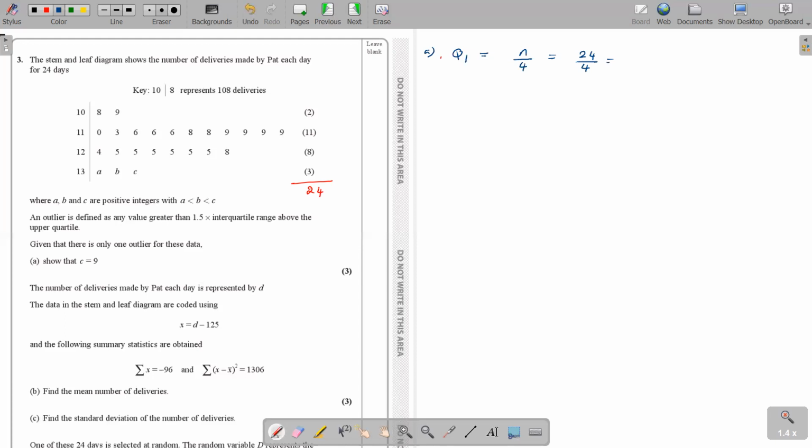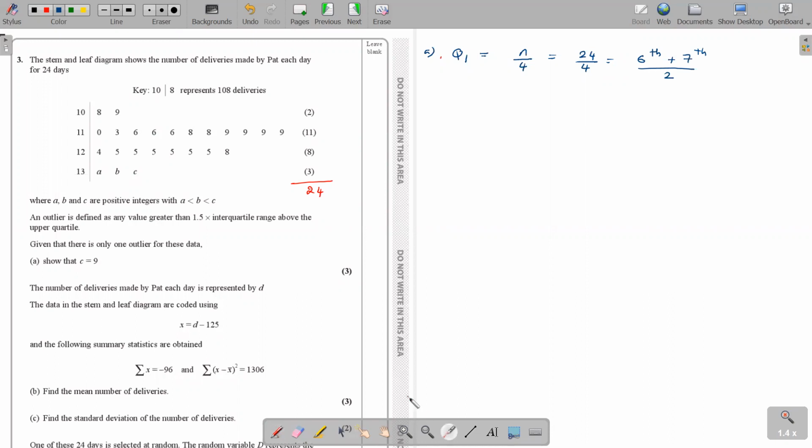We use N over 4. So 24 divided by 4, we get 6. So what's the rule? If you get a whole number in discrete data, take the midpoint of that term and the term above. If you get a decimal answer, the book says to round the number up. Here I get a whole number, which means Q1 is the sixth term plus the seventh term, add and divide by 2. That's the rule that you learn in the S1 book.